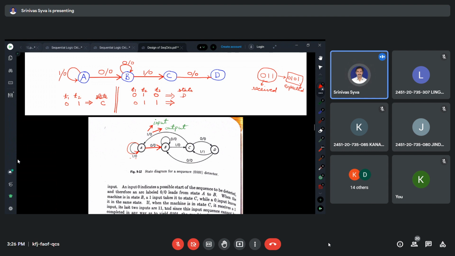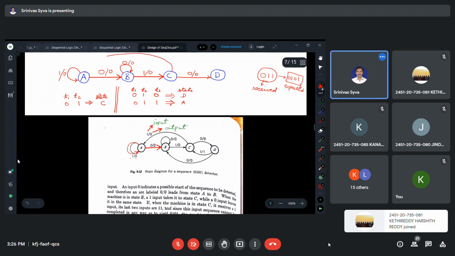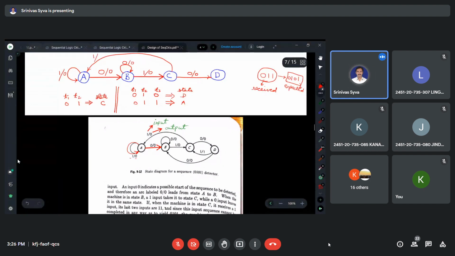So again, the machine has to be kept in the initial state. The machine will enter into the state A here. So when we are in the state C, if we receive 1, the machine will enter into state A. We have received 1 and the output will be 0, like this.